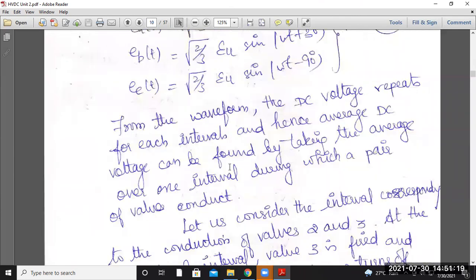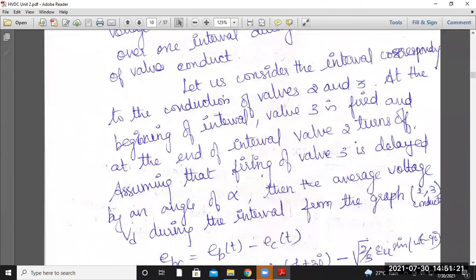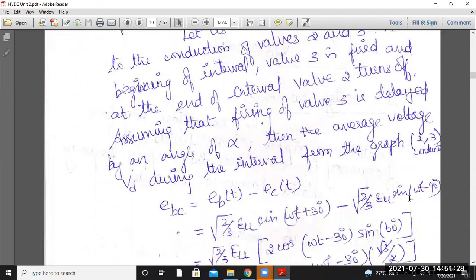So here you can see that we have considered valves 3 and 2, and valves 2 and 3 are considered with the EMFs EB and EC. So if we find the potential difference between those two terms, EBC, you can write EB at a particular instant t and EC at time t.